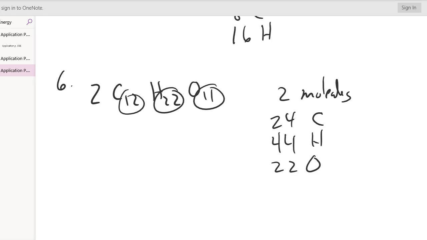That's it. Hopefully you have tried to do this on your own to see how we make these and understand how many atoms are in each little chemical.